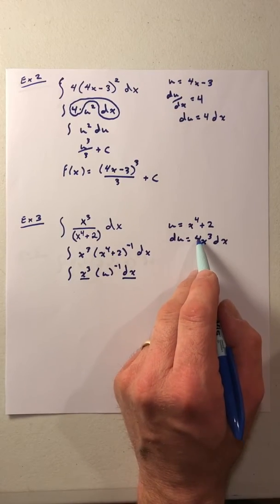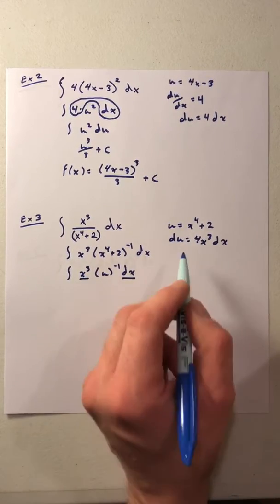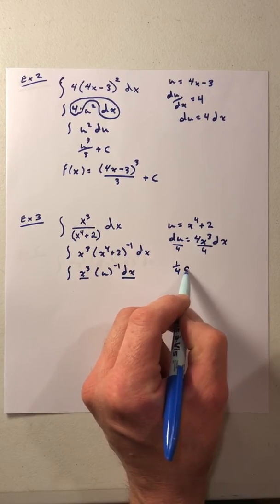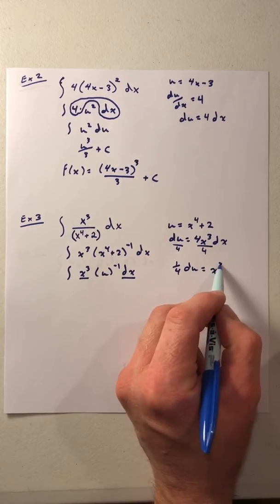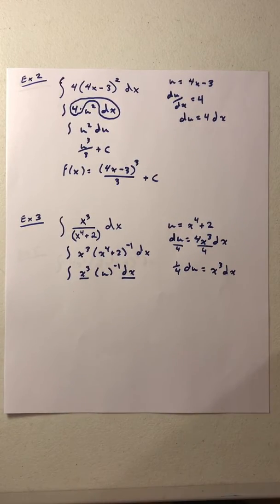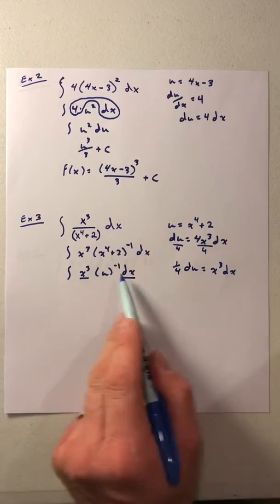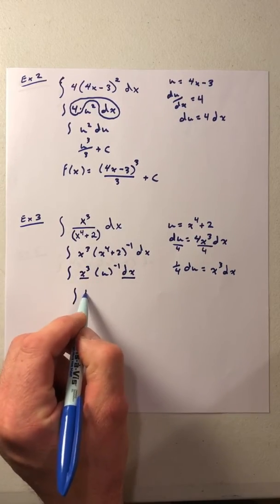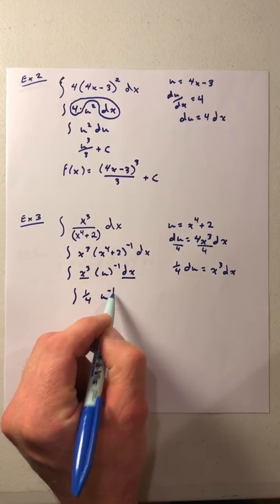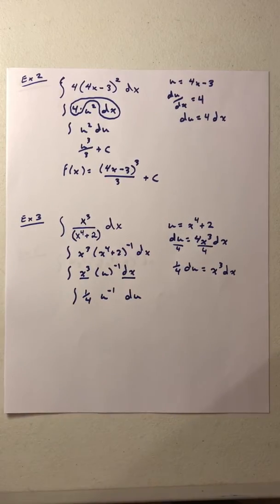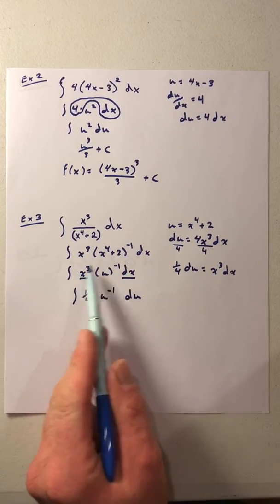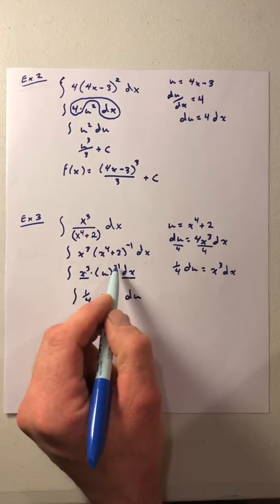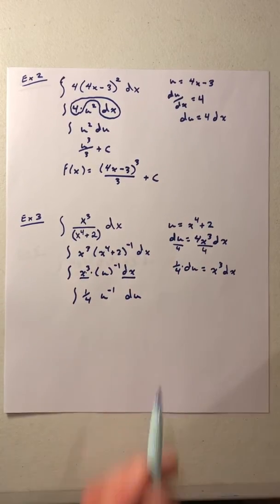So what I need to do is to move that 4 over to the du. And to do that, I'm going to divide both sides by 4. So 1/4 du is going to equal x to the third dx. Now, I can replace that x to the third dx, which I had, with 1/4 du. So my integration becomes 1/4 u to the negative first du. Again, same way these are split up here, I can split these two here as well, because it's x to the third times u to the negative first, and this is 1/4 times du.